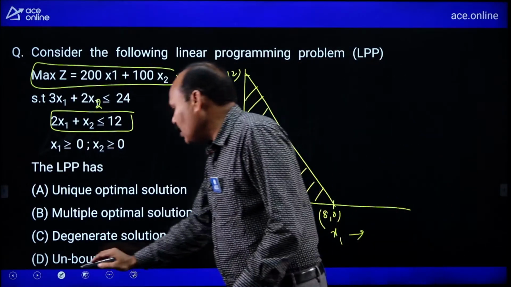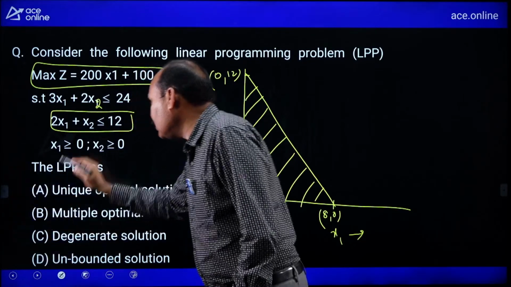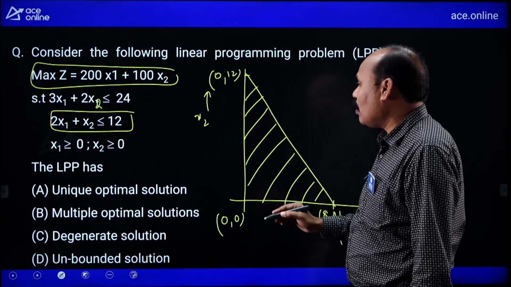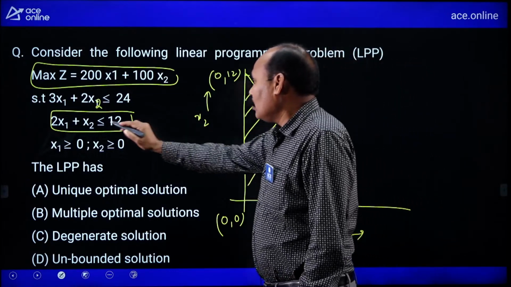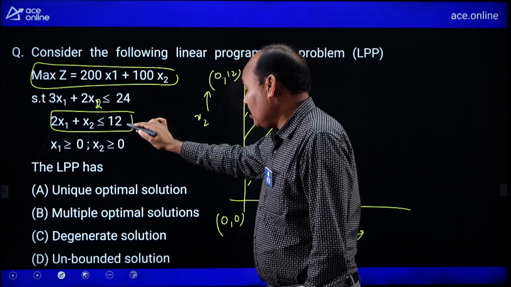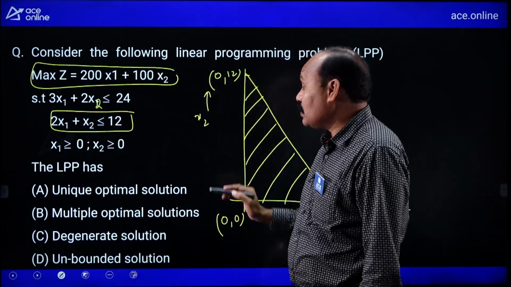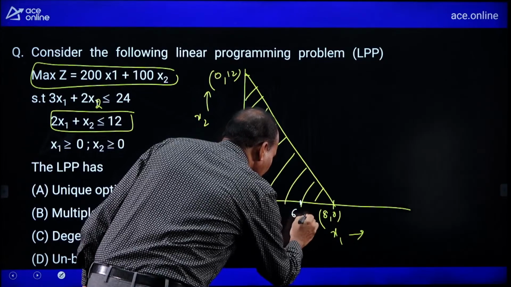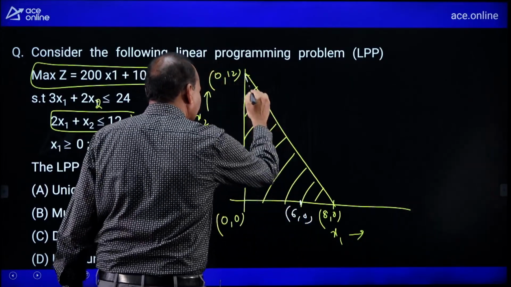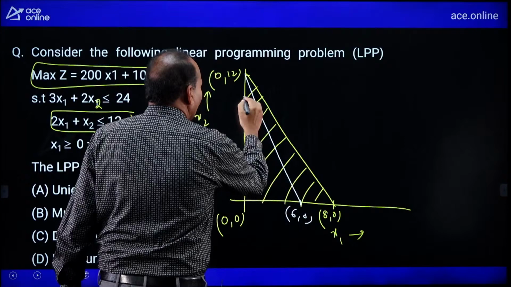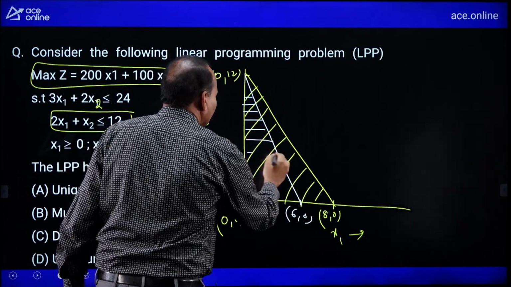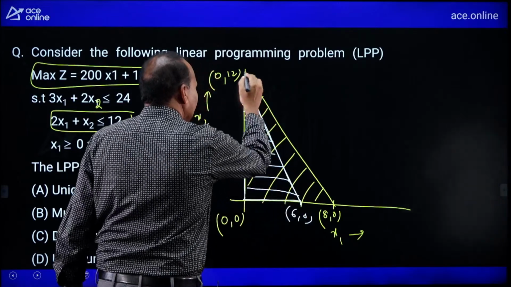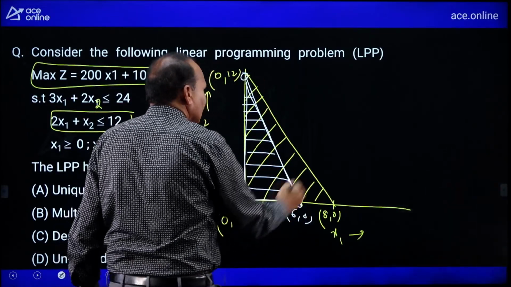And coming to the second constraint. The second constraint is passing through 12 comma 0 and 0 comma 12. So 2x1 is equal to 12, so it is passing through 6 comma 0. So 6 comma 0, 0 comma 12, and shade the area towards the origin. So what is the common region? The common region is a triangle with 3 corner points, and we get the z value.